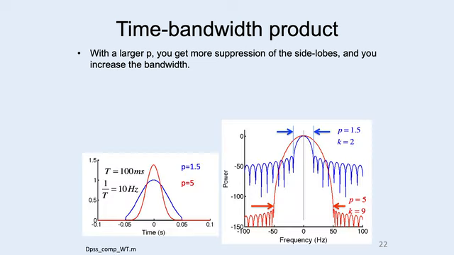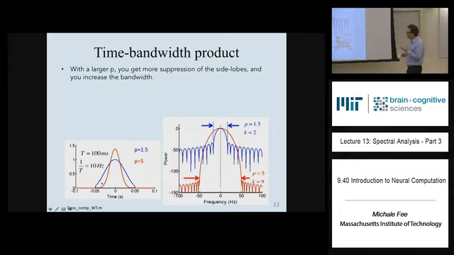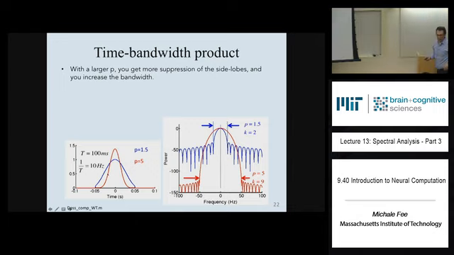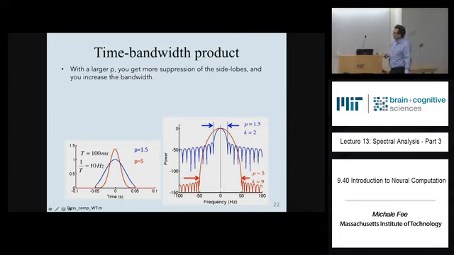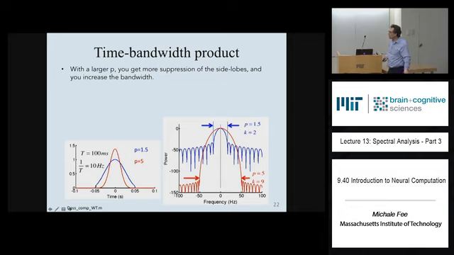P chooses the bandwidth of the Slepian function in that window. Okay, so if you have a window that's 100 milliseconds wide, okay, so we're going to take our data and break it into little pieces that are milliseconds long. It goes from -50 to +50 milliseconds. You can choose a window that has a narrow bandwidth.